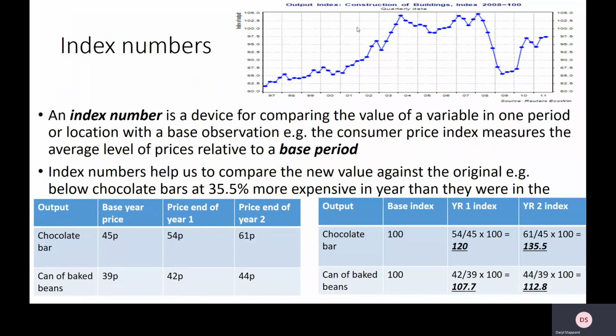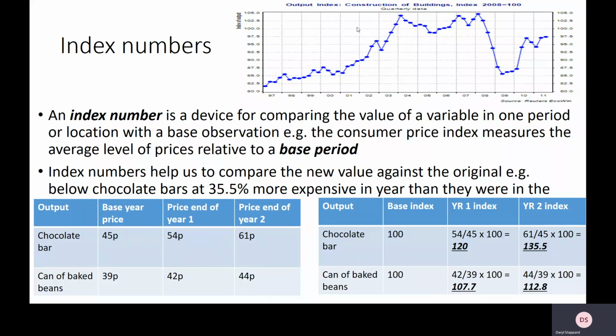Now, to give you an example, you've got in the table on this slide 2 different products, chocolate bars and cans of baked beans. What we want to do is create index numbers to measure how the price of these different items changes over time. Now, what we do, we establish a base year, which is the starting point. So you can see here a chocolate bar in the base year, the starting point, was 45p, and a can of baked beans was 39p. We then gather the price levels exactly 1 year later in year 1, and then another year later in year 2. Right, okay, now what we're going to do is convert these to index numbers.